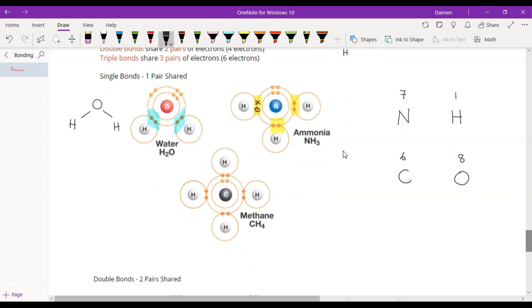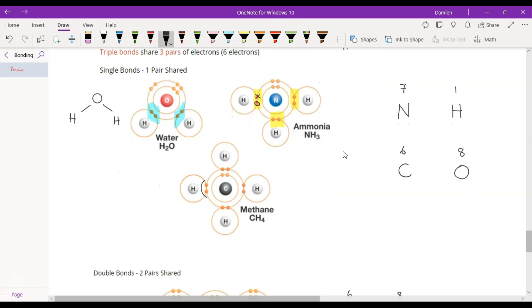Same thing then applies for methane. So you can see this single bond here, a single bond here, because it's a pair of electrons being shared. Again, in each of those single bonds, one of the electrons, let's say this one here, belongs to the hydrogen, and this one here would belong to the carbon, and it's the same all the way across. So you end up forming a single bond all the way around with the hydrogens.